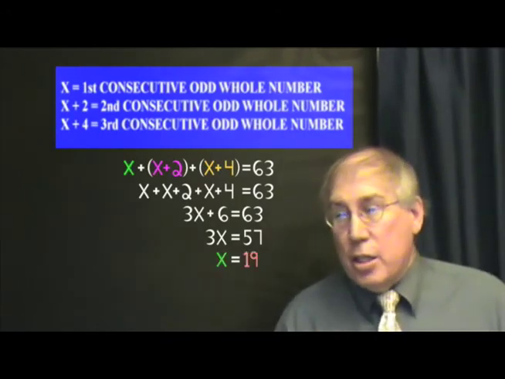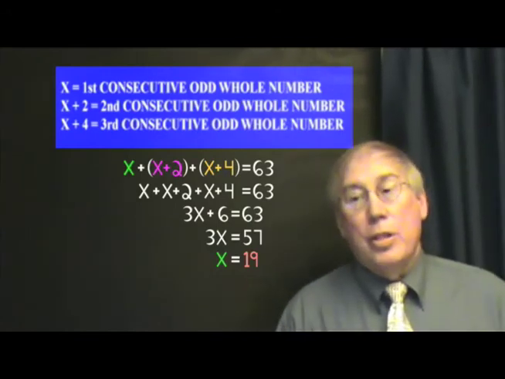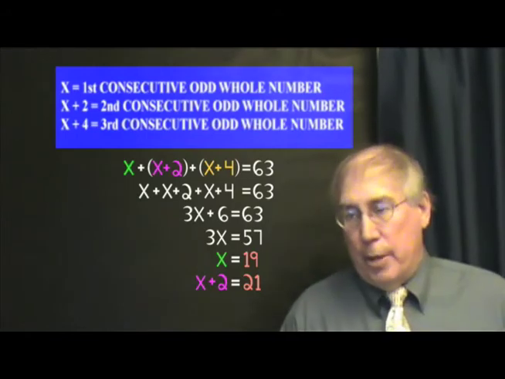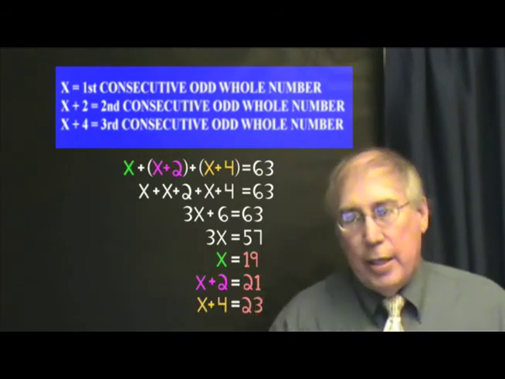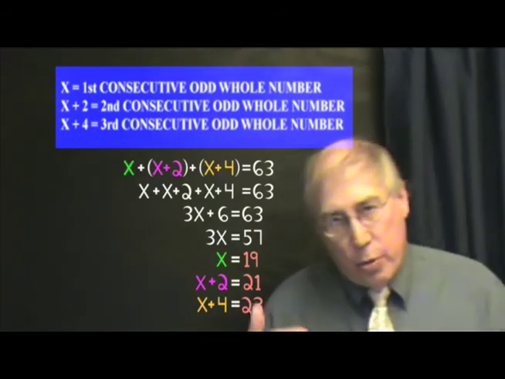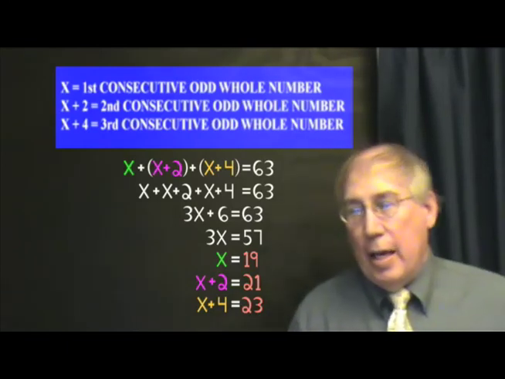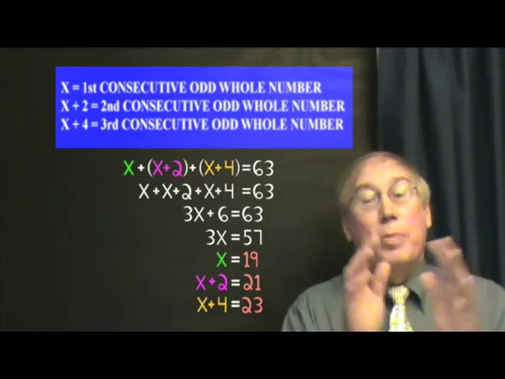Let's subtract 6 from both sides, divide through by 3, and we get x equals 19. That is the first consecutive odd whole number. So we keep adding 2, and so 2 to 19 is 21, and 2 to 21 is 23. And so those three numbers, 19, 21, and 23, all add up to be 63.